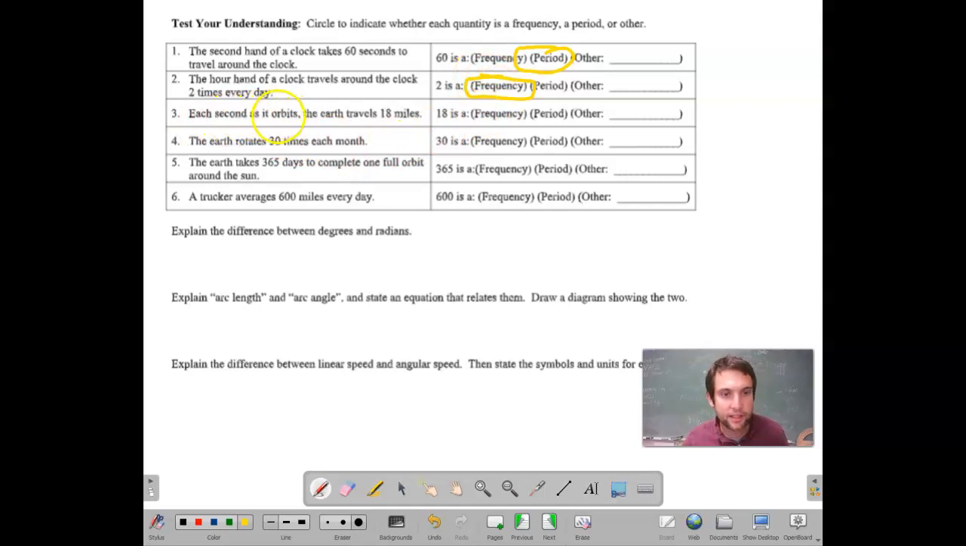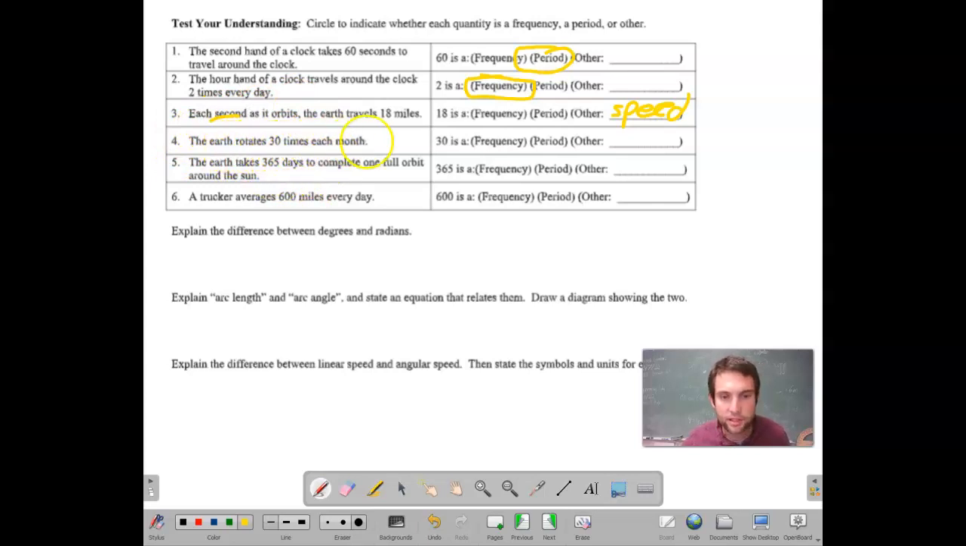Each second as it orbits, the Earth travels 18 miles. "18" is not frequency or period. It is other, and the other is going to be speed. It's a distance, and this time is given to us as seconds.